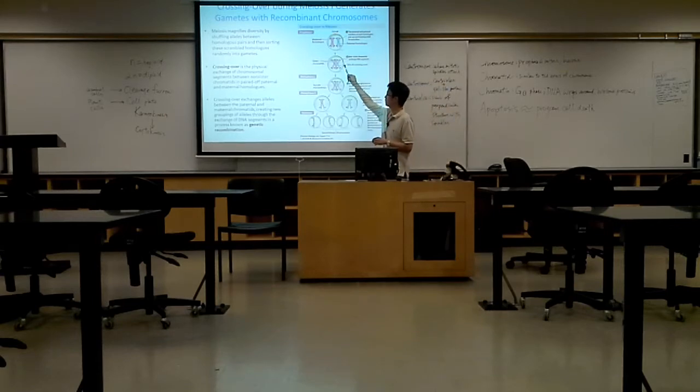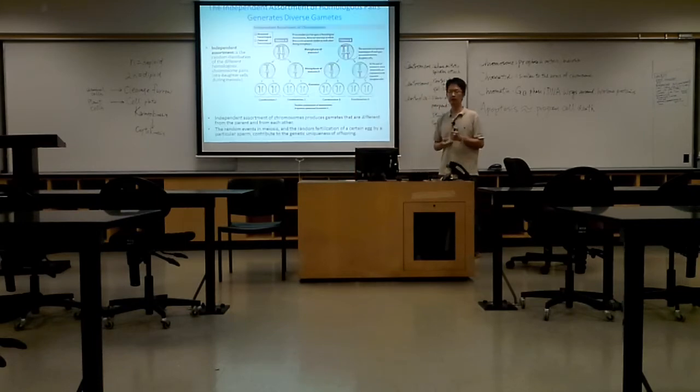As you can see, after crossover, of the 4 daughter cells, one has the maternal homolog. The other one is mostly maternal homolog, but it has some of the paternal DNA. This one is mostly paternal homolog, but it has some maternal DNA. And then the last one is the paternal homolog. So you can see that each of the daughter cells is different. Because of that, it increases the genetic variation.